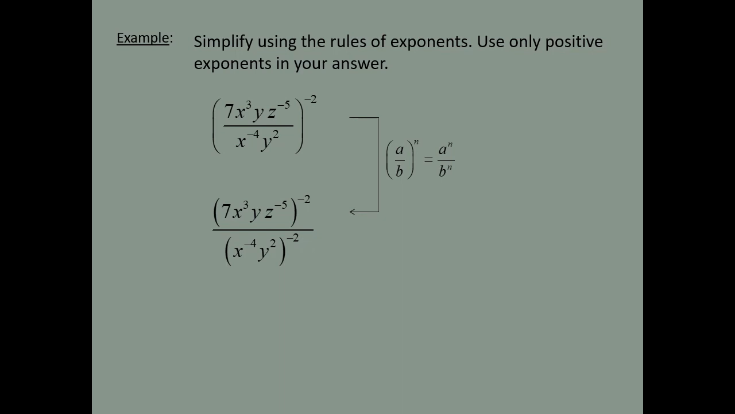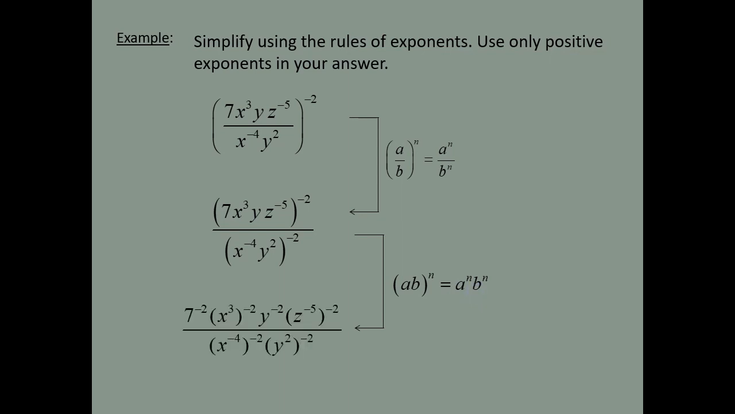Now we need to use another rule. Notice that we have a product of 4 factors here raised to a power, and in the bottom we have a product of 2 factors raised to a power. The rule for that is the power of a product rule, where the exponent is applied to all of the factors within the product separately. So here are all of the factors from the numerator, each raised to the negative 2 power, and both of the factors from the denominator, each raised to the negative 2 power.